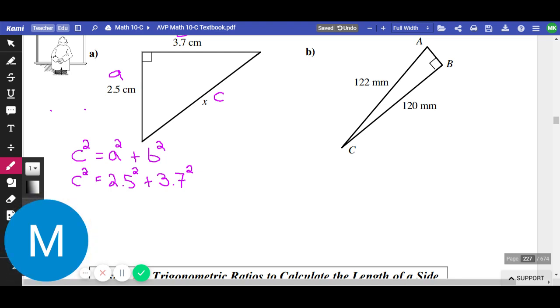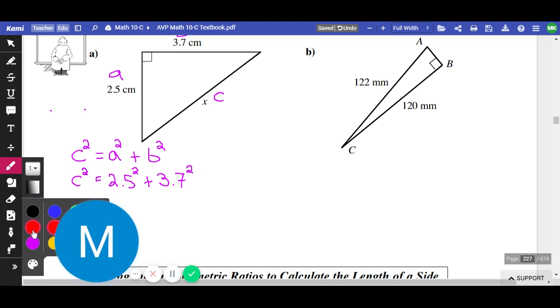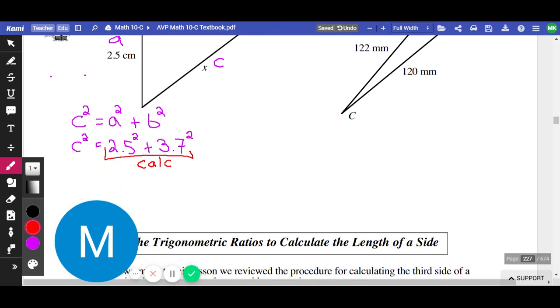I then should calculate this portion of it, so I should put that in my calculator. When I put in 2.5 squared plus 3.7 squared, I get 19.94.